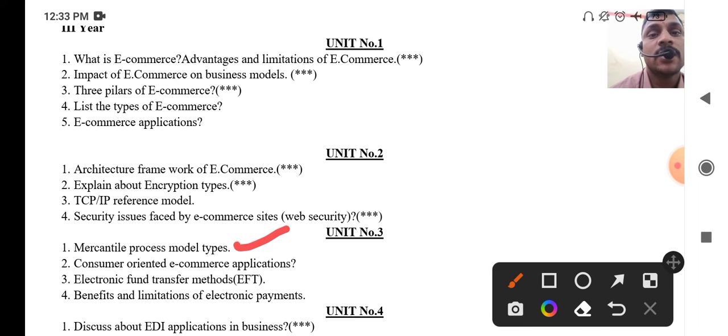One more question is consumer oriented e-commerce applications. What are the different types of consumer oriented e-commerce applications, that we have to explain. Next is a very important question, that is explain electronic fund transfer. This is a very important question. So what is the meaning of electronic fund transfer?